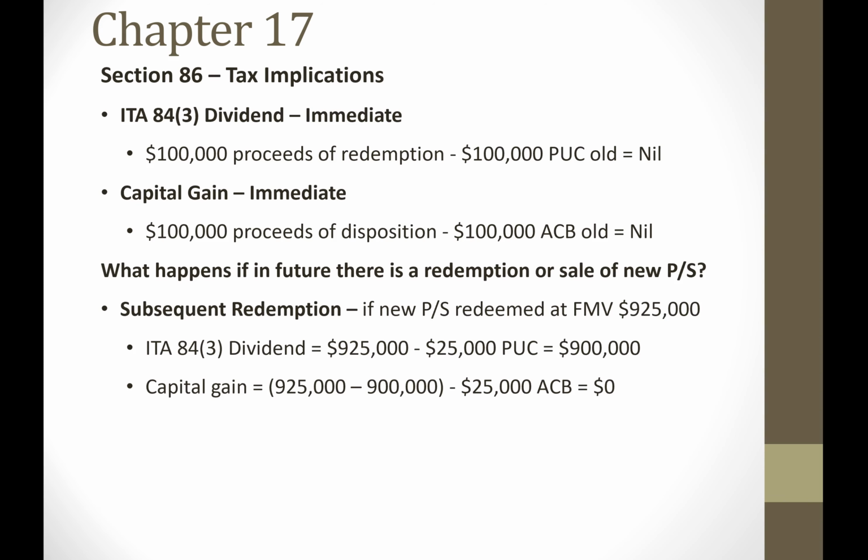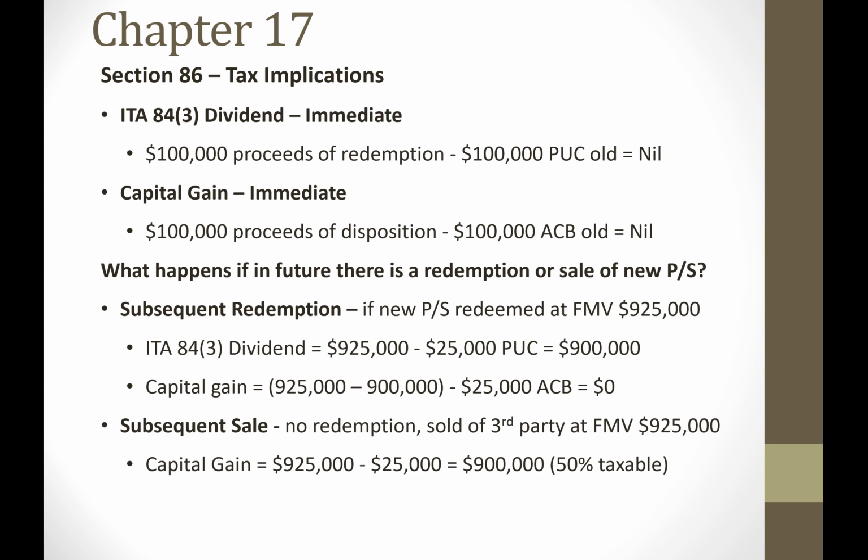So if in the future Foley Inc. redeems the preferred shares from Shirley at 925,000, Shirley will then have a deemed dividend of 900,000. Now, what if in the future Shirley sells the preferred shares to a third party at fair market value? Then she'll have a capital gain.